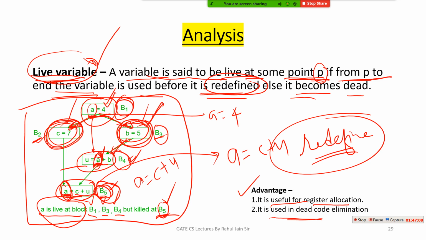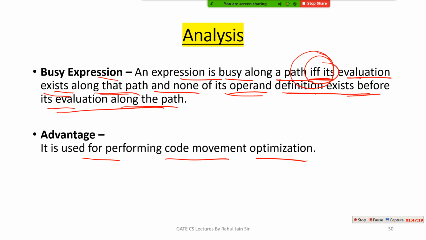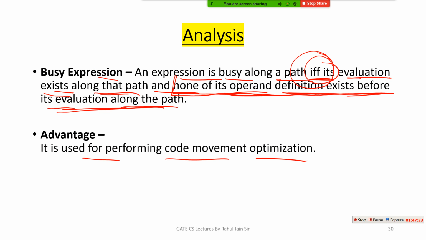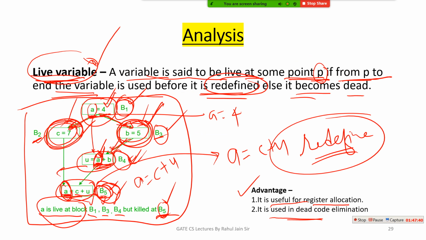In B4, U equals to A plus B, this is not called a busy expression because we have defined A earlier and we have already defined B earlier. According to the definition, none of its operand definitions should exist before its evaluation along the path. So B1, B2 and B3 are busy expressions, but B4 and B5 are not busy expressions. Is it clear, guys? And why is it used? It is used for performing code movement optimization. Is it clear to everybody, guys?